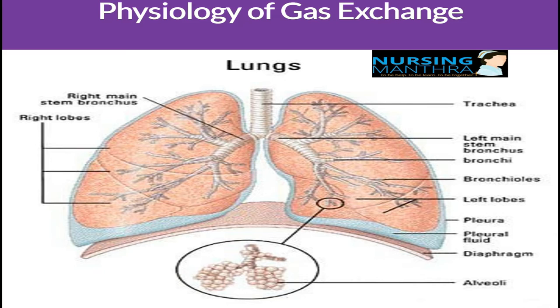So the lobes: the right lung has three lobes, upper lobe, middle lobe and lower lobe. The left lung, which is narrower than the right lung to accommodate the heart, will have 2 lobes only. The place will be there for 2 lobes, upper and lower lobes.